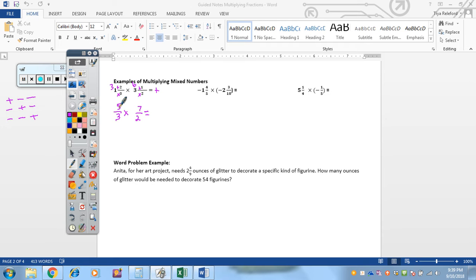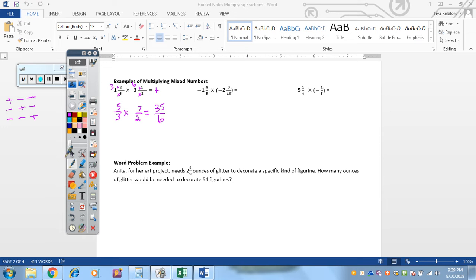Can I simplify 5 and 2? Can I simplify 3 and 7? So step 2 says to multiply across. 5 times 7, 3 times 2.